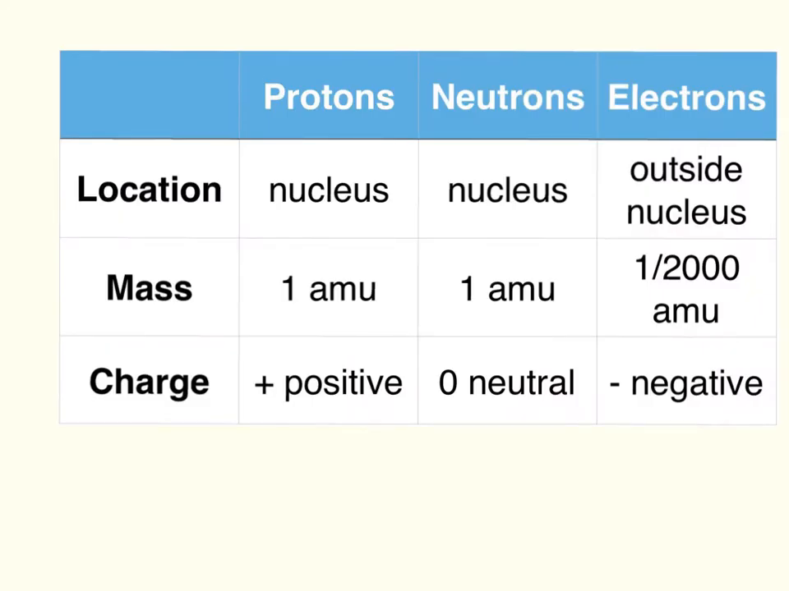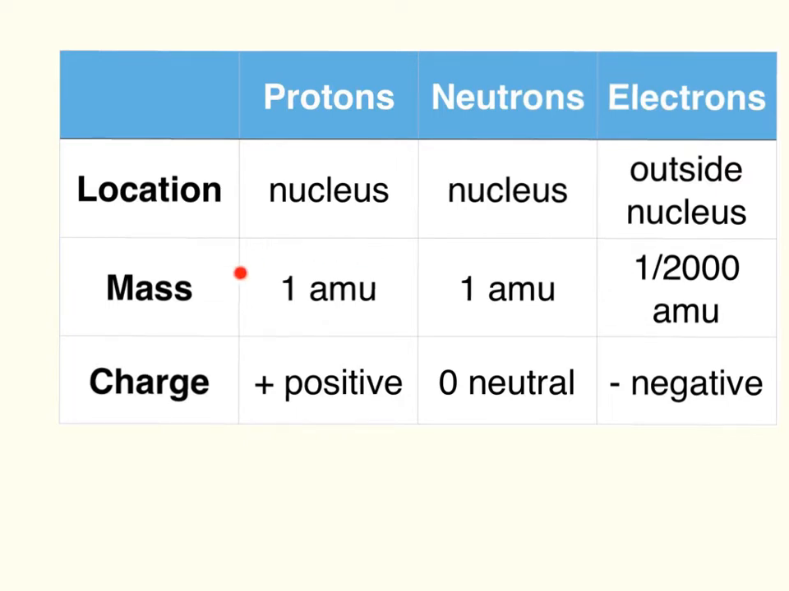Atoms are made of three basic parts: protons, neutrons, and electrons. Protons and neutrons are both located inside of the nucleus, whereas electrons are located outside of the nucleus. Protons and neutrons each have a mass of 1 AMU. AMU, remember, stands for atomic mass unit.